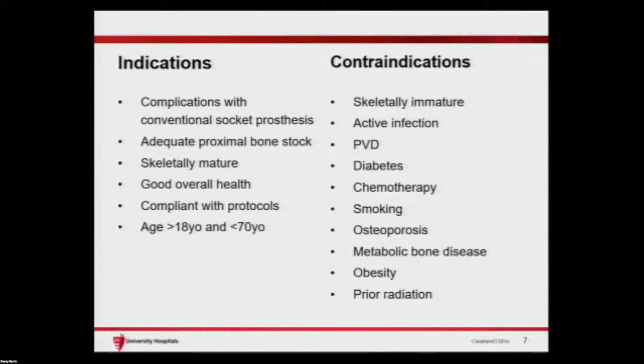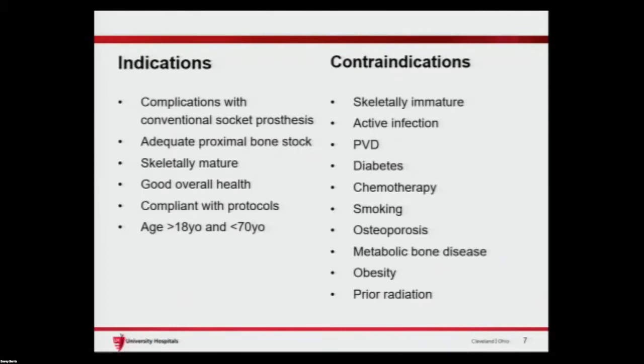Some contraindications would be skeleton immature, active infection, peripheral vascular disease, and diabetes. I'll put a little asterisk too. They may be more of a relative contraindication because there are people who are trying to look into performing these procedures on these patients. Definitely, though, chemotherapy or anybody who's actively immunocompromised, smoking, osteoporosis, somebody with metabolic bone disease, obesity, or anybody who's had prior radiation to the area that would prevent bony ingrowth.